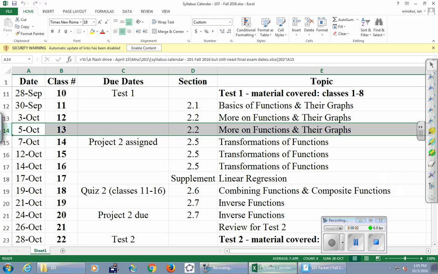Okay, so before we jump in on that, we'll just take our quick look at our calendar. Today is October 5th. We are continuing our work in section 2.2, more about functions and their graphs. Today we cover a concept known as piecewise defined functions. We'll define that very soon. Next class, I will hand out project 2. Any questions on the calendar?